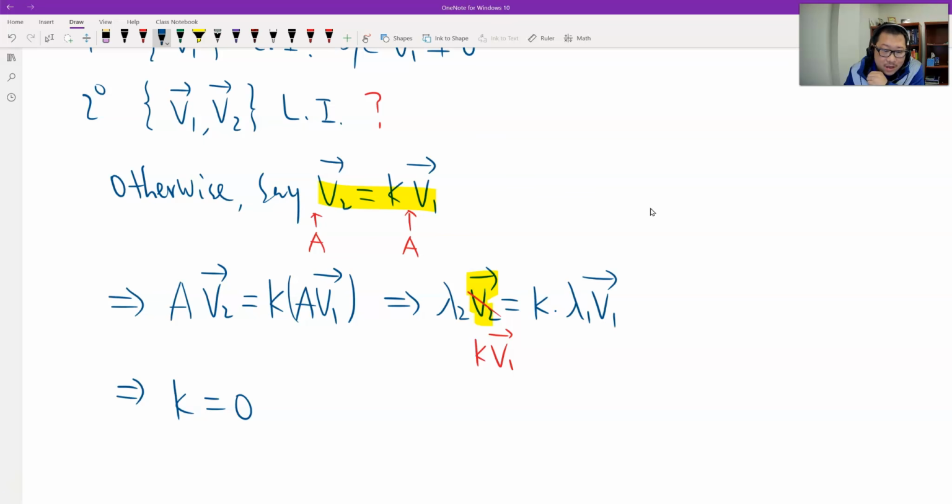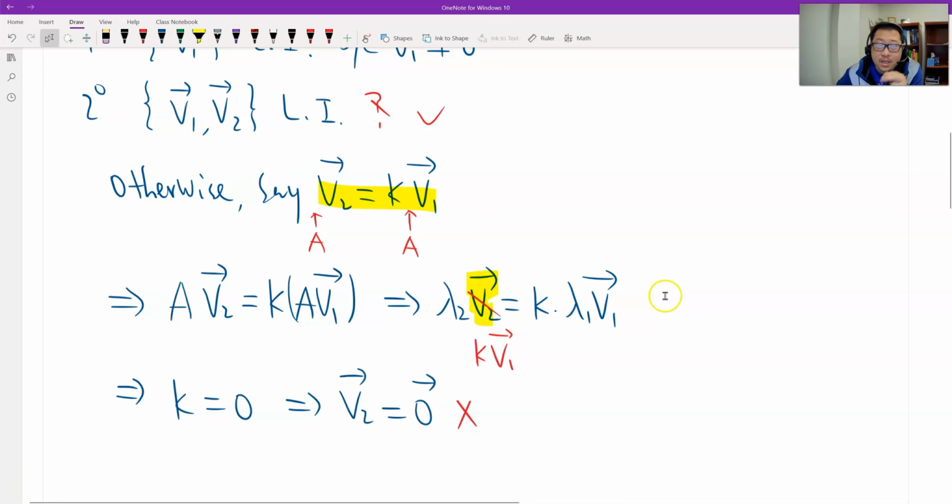Otherwise, wrong. And if k is 0, by the beginning V2 is k times V1, which is 0 times V1, therefore a zero vector. This is definitely wrong, right? Conflict, because an eigenvector can never be a zero vector. So this is true. This means any two eigenvectors put together should be linearly independent.